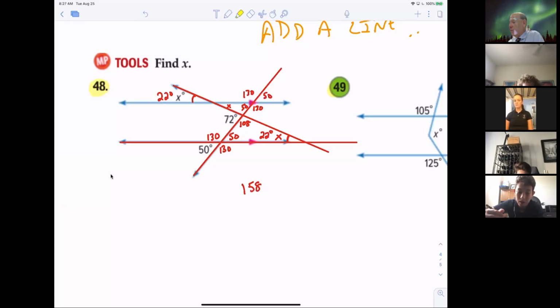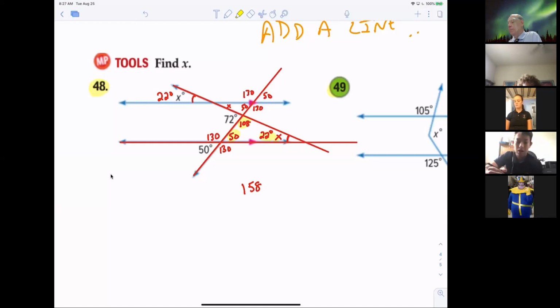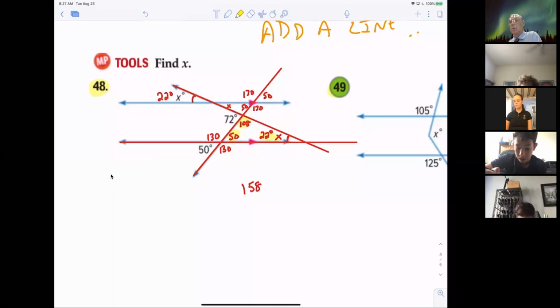These two angles right here add up to 158, right? And he said the angles of a triangle add up to 180. You agree with that? Yes, ma'am. 72 from 180, right? Those two angles are supplementary. All right, those two angles are supplementary.